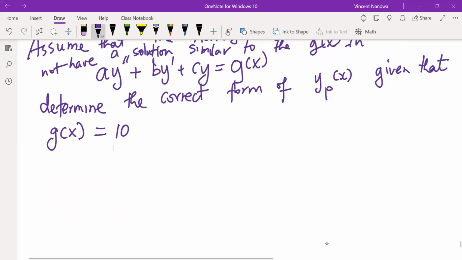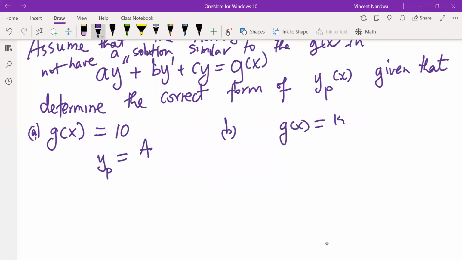So this is A. Now 10 is a constant, so the correct form of yp will simply be given by another constant. Then you solve it. B, say g of x is given by 15x plus 10. Now 15x plus 10 is a linear polynomial, so the correct form of yp will be given by ax plus b.